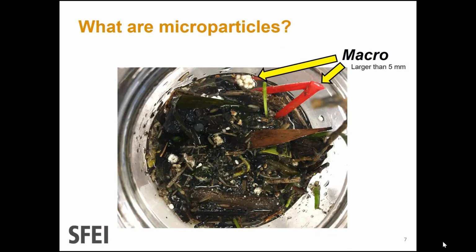So I'll start us off. So what are microparticles and microplastics? These are small particles that are operationally defined as everything less than 5 millimeters, as opposed to larger particles and litter items that are larger than 5 millimeters.